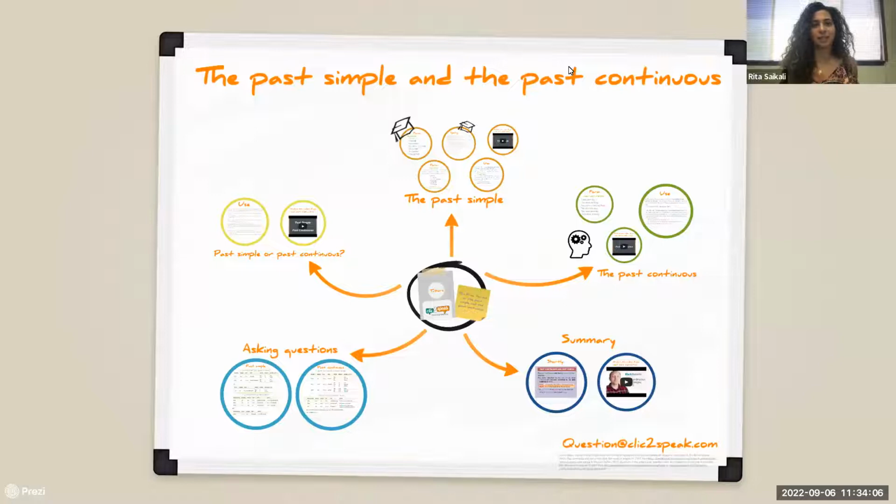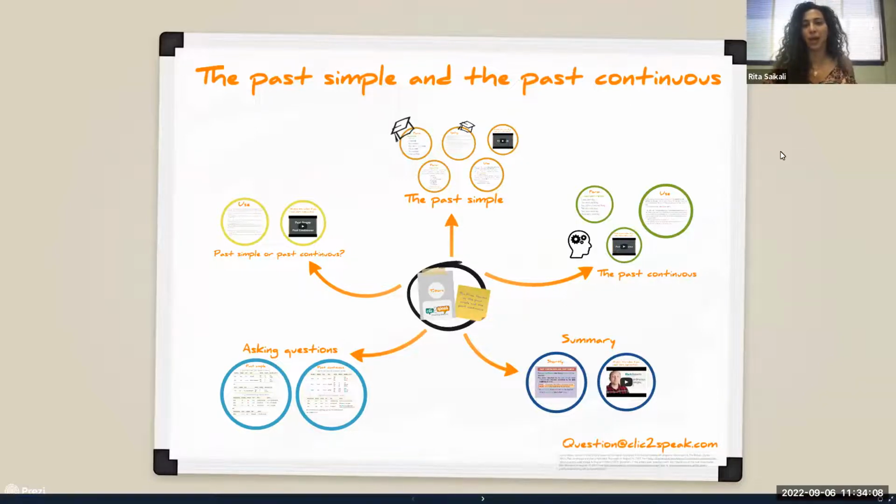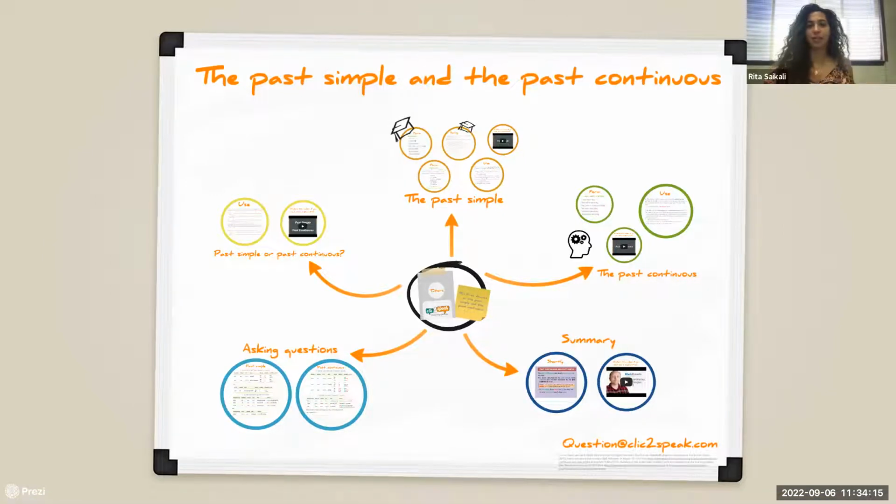In this lesson, we're going to be talking about past simple and past continuous. And in other lessons, we talked about the simple present and present continuous. It's very similar to the past simple and the past continuous. So you kind of already know what this is about, but this is a little bit different.